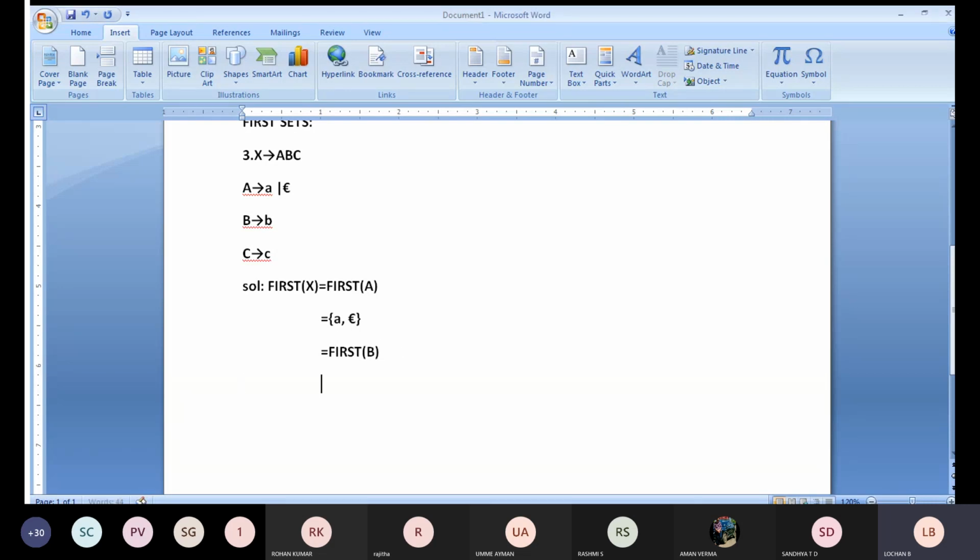If you see first of B, what is the terminal you will be getting? Anybody? What is the terminal part you are going to get? B, only B you will be getting. So I am going to write it as it is, only B. So whenever I am going to combine the result, A along with B. So in this particular case, epsilon is not there in the B. If epsilon is there, I would have continued for the C.